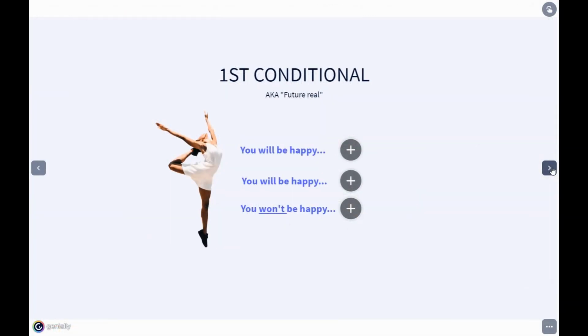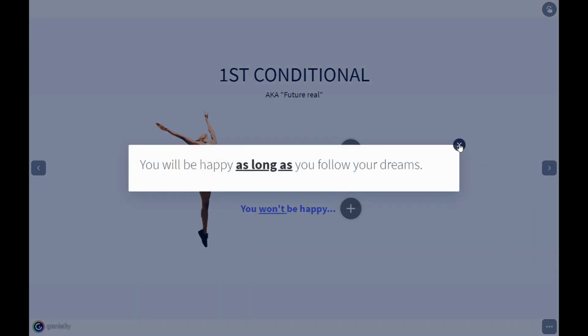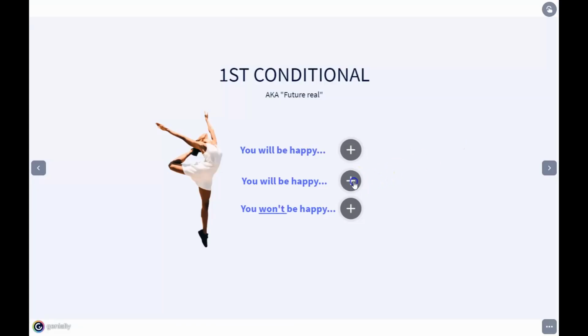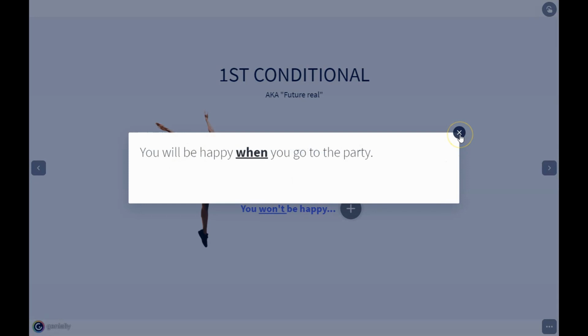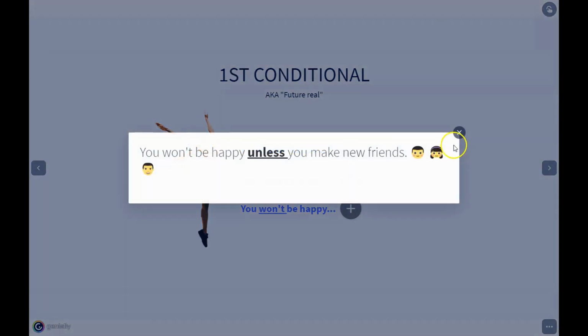Now, let's stop for a second in this last example. You will be happy. Some possible consequences, as we saw before, but this time, we're not gonna use if. Look. You will be happy as long as you follow your dreams. You will be happy when you go to the party. Take a look at this special example. You won't be happy unless you make new friends.